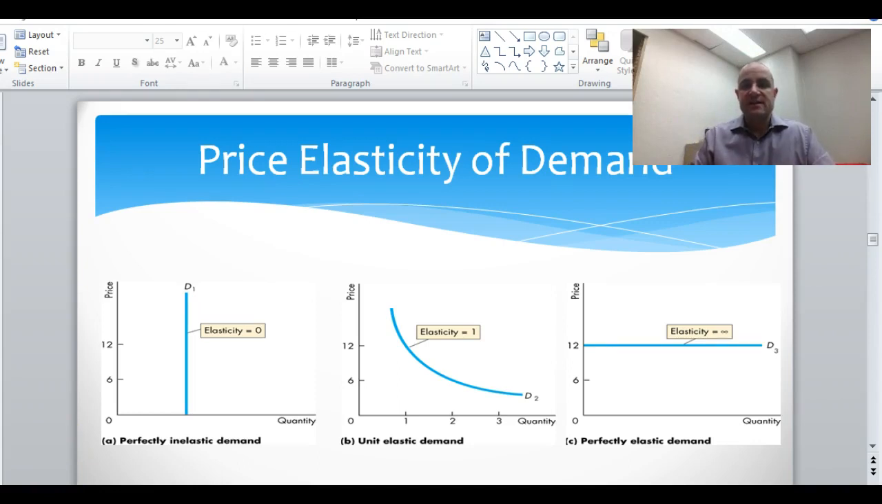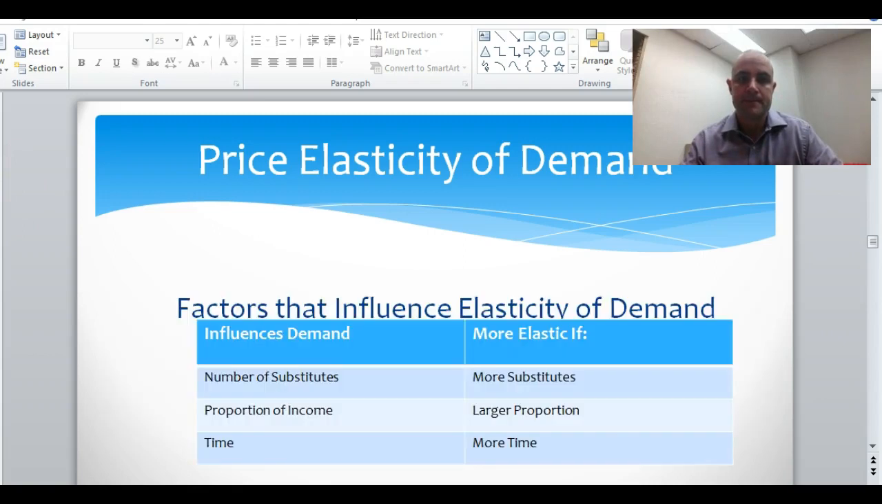So what causes this idea of elastic versus inelastic? What makes the quantity demanded more or less sensitive, more or less responsive to price changes? Let's look at some reasons here. These are factors that influence elasticity of demand. Let's look at the first one, number of substitutes. The more substitutes there are, the more elastic, the more sensitive demand is. Meaning that as price goes up, the larger the decrease in quantity.